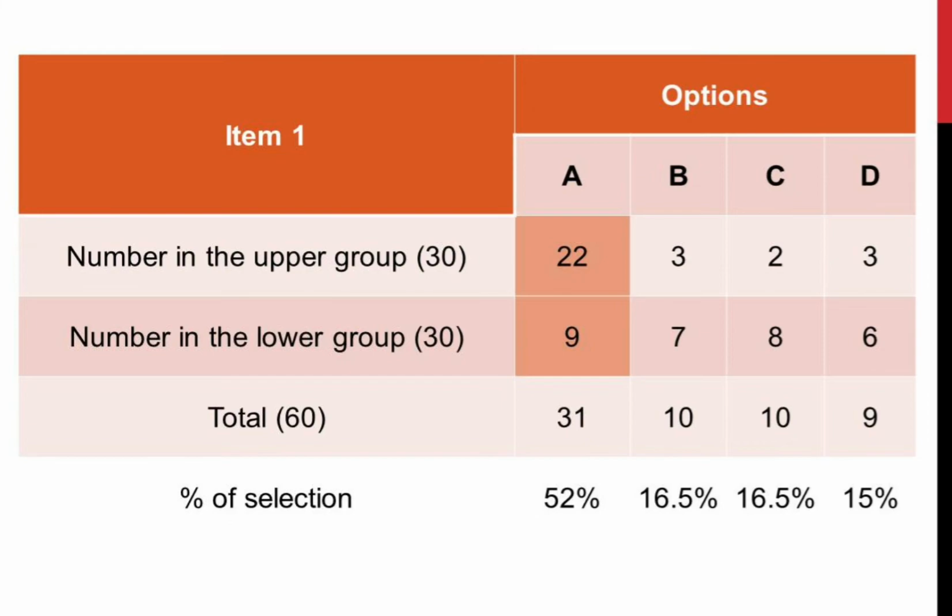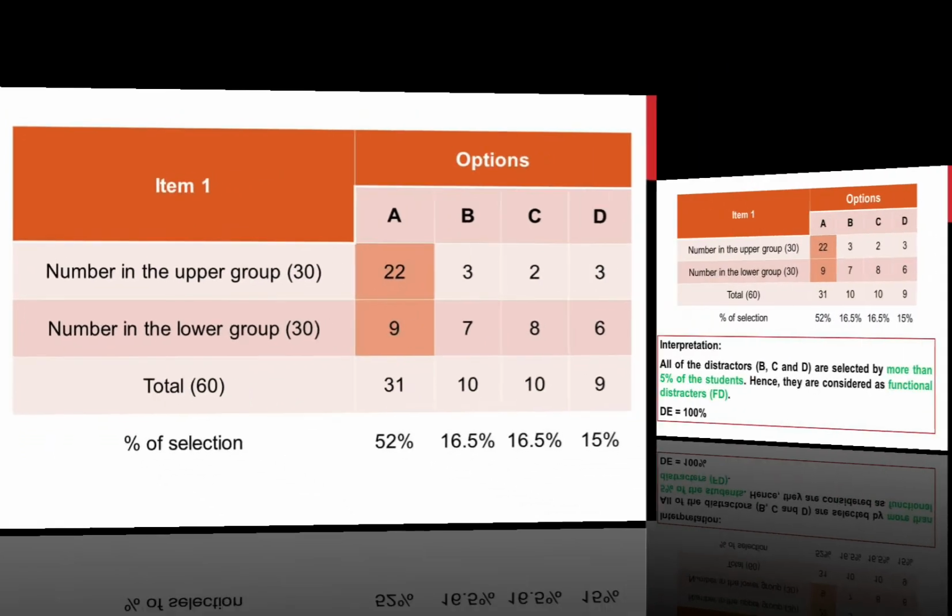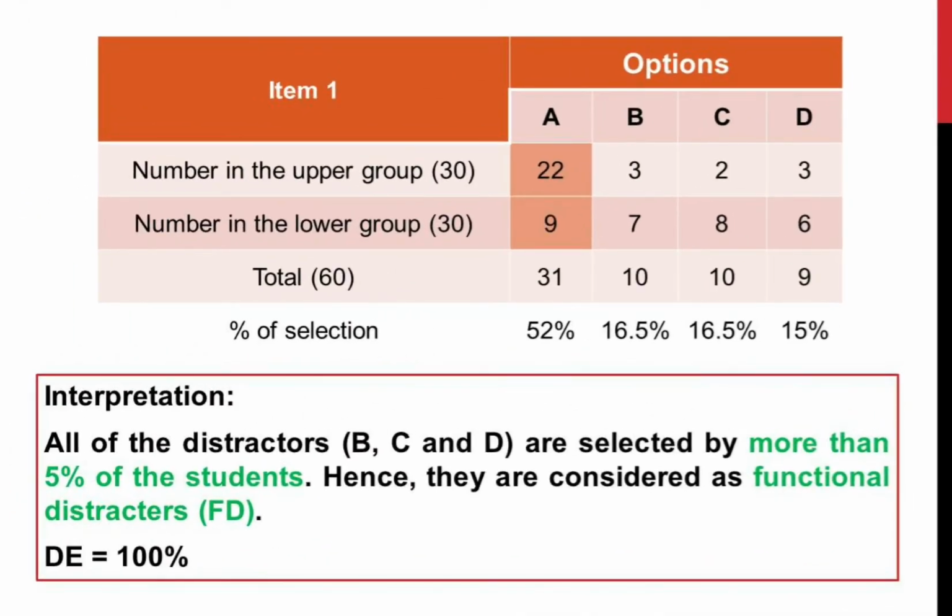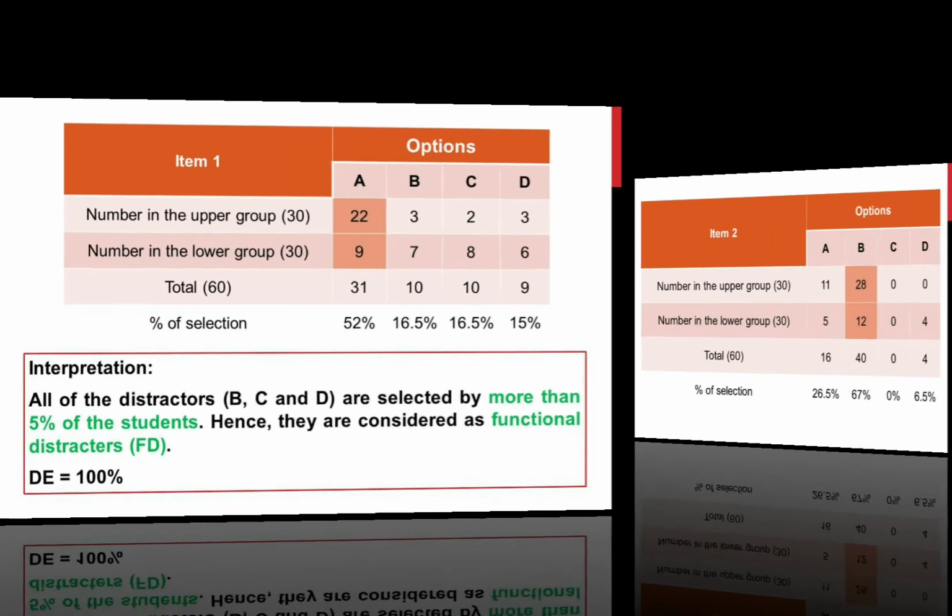The question is, what do these numbers mean? As I've said earlier, if 5% of the total students have chosen the distractor, it is deemed effective. Hence, the interpretation of our analysis in item 1 is that all of the distractors, which are options B, C, and D, are selected by more than 5% of the students, which makes them functional distractors, and its distractor efficiency is 100% since all of the three are functional distractors.